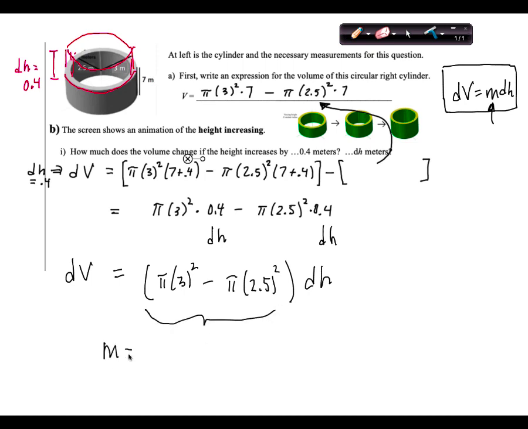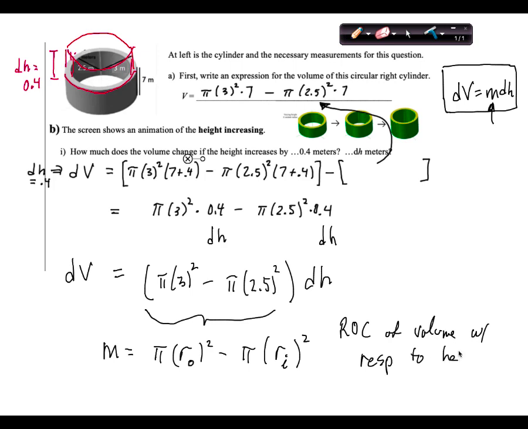m equals pi times, what does 3 represent in general? Outer radius, right? Pi times outer radius squared minus pi times inner radius squared is my rate of change of volume with respect to height. Okay, but looking at that formula, do you notice anything about it? What does that formula find relative to our original cylinder? What area? The area of the base, right? The area of that gold ring.